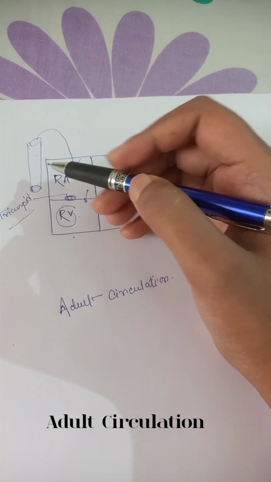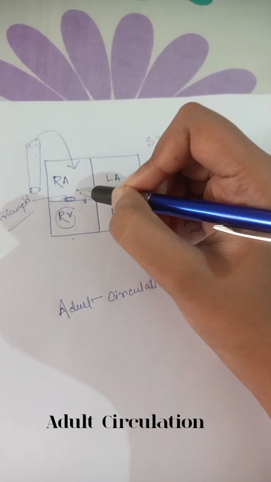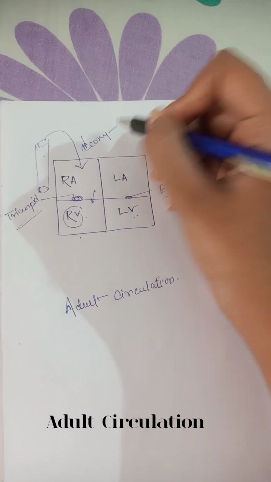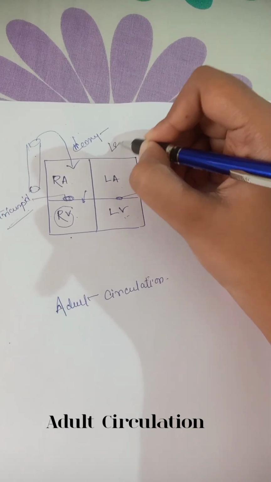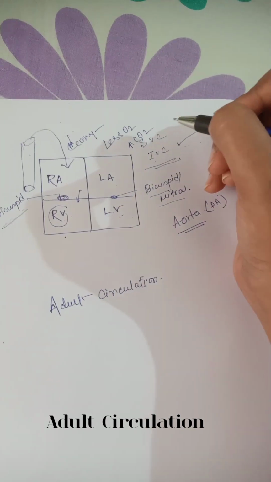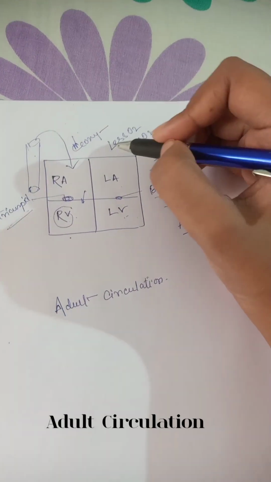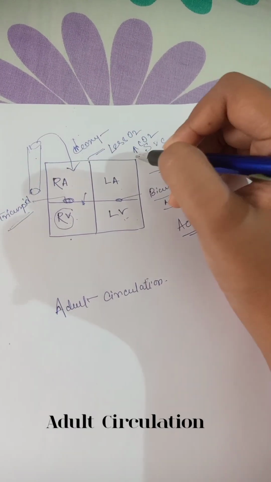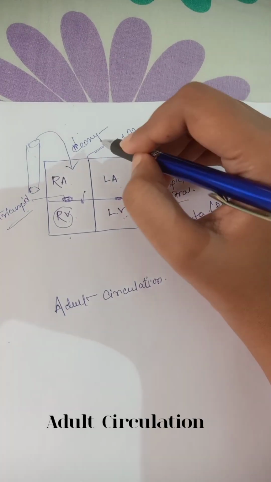Superior vena cava and inferior vena cava carry deoxygenated blood. Deoxygenated means, as the name suggests, it has less oxygen and more CO2. It means the blood is not pure. The blood is deoxygenated, mixed with carbon dioxide, and there is less oxygen.